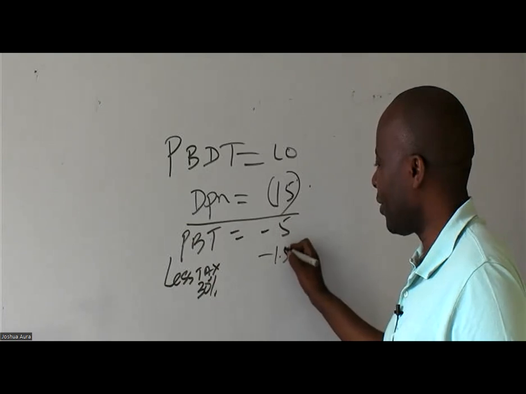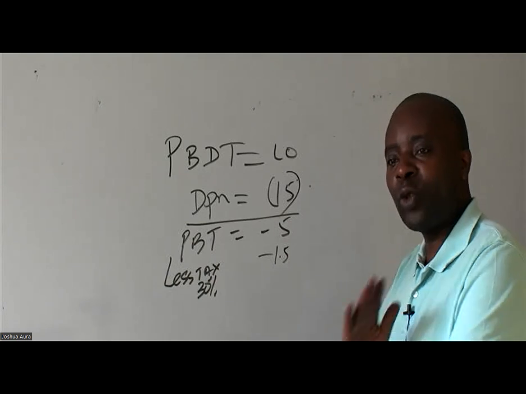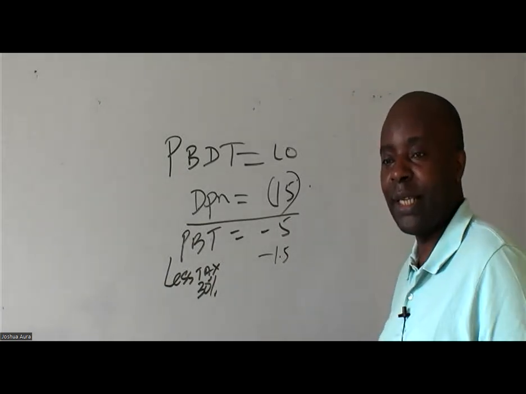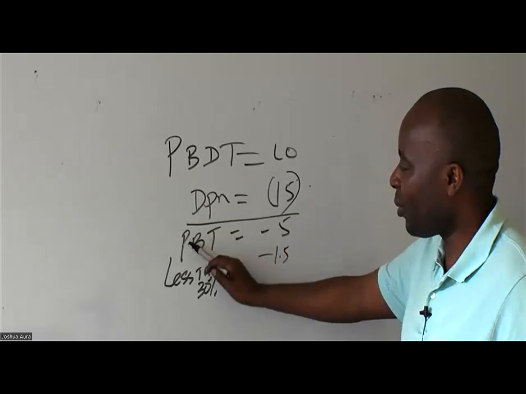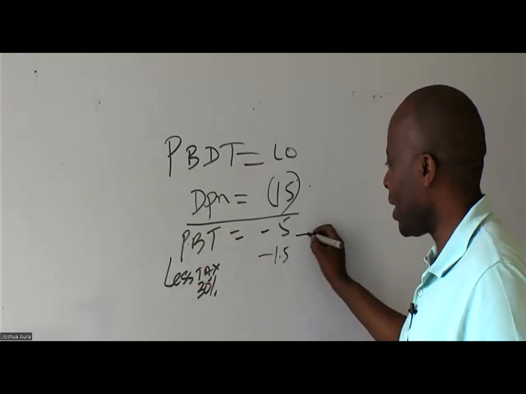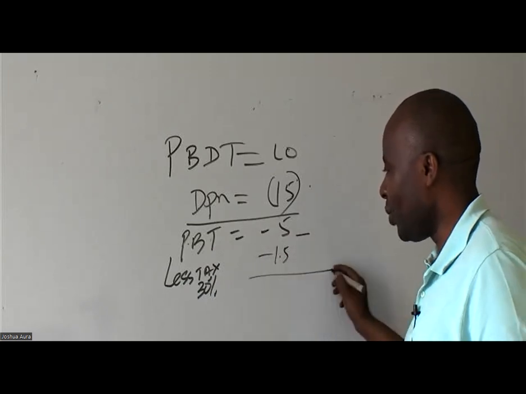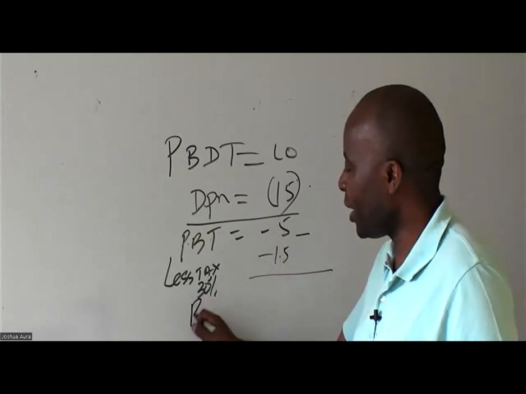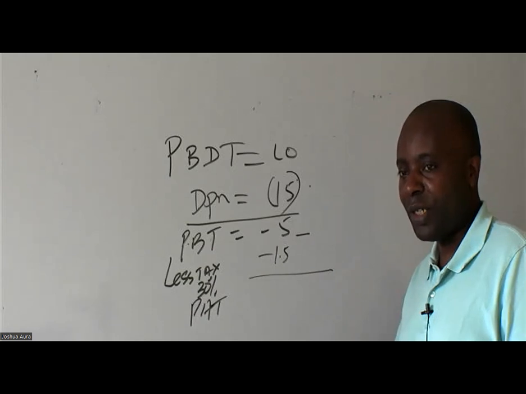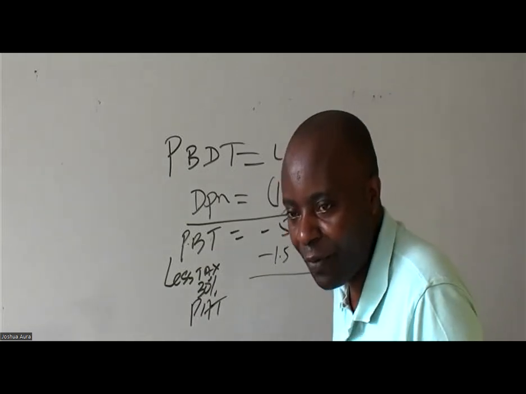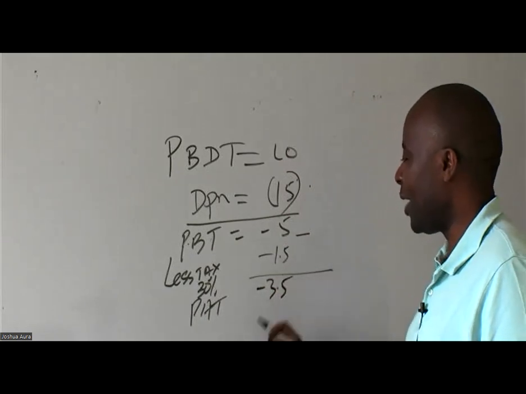Minus 1.5. So even if it's a loss, you must always apply your tax rate. And then remember, we are taking this profit minus this, so it will be minus 5 minus minus 1.5, two minuses in between. Then we shall get what we call profit after tax, which is minus 3.5.